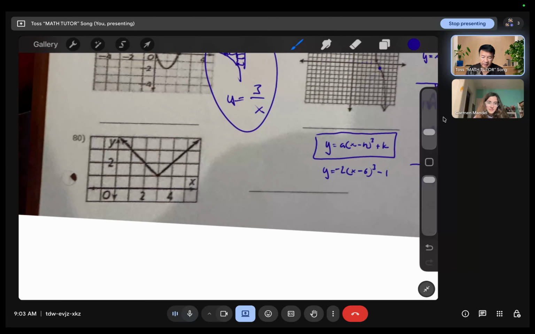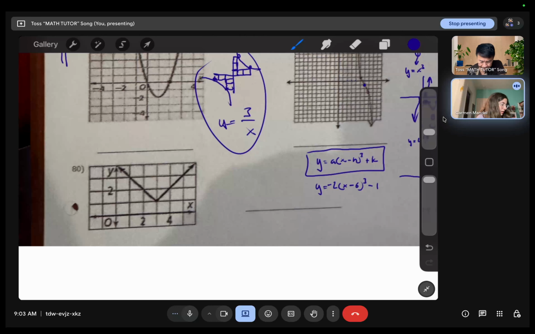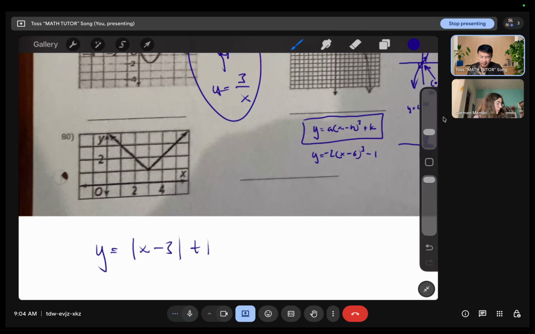Okay, now what do you think about number 80 then? The absolute value, right? For number 80, I got y equals the absolute value of x minus 3 plus 1. Yeah, that looks right. It is right, just like that. Good job. I don't remember how I got it, but I got it somehow.